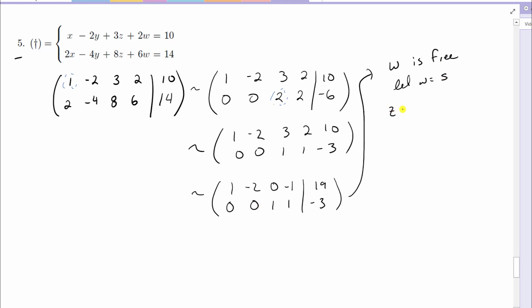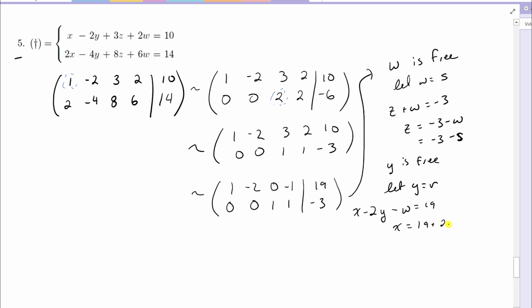The next equation would be Z plus W is equal to negative 3, or that Z is equal to negative 3 minus W. So we'd say that Z is equal to negative 3 minus S. Okay, that was for that row. Notice that Y does not have a pivot column, so we say that Y is free. So let's let Y equal R. Then what is X? We would say that X minus 2Y minus W is equal to 19, but then that gives us X is equal to 19 plus 2Y plus W, and we chose to let Y be R and W be S, so we get 19 plus 2R plus S.